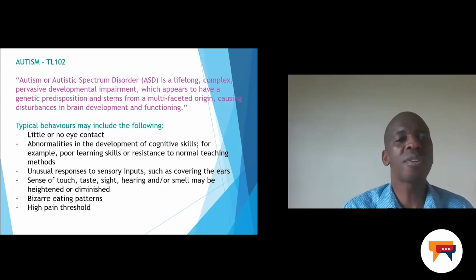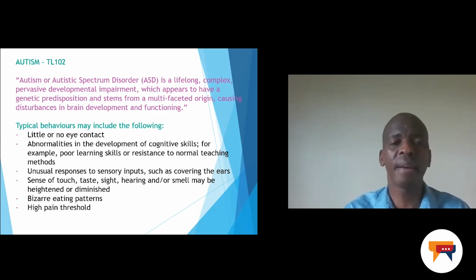Now let's move on to autism. Autism, also known as autistic spectrum disorder, ASD, is a lifelong pervasive developmental impairment, which appears to have a genetic predisposition and stems from multifaceted origins. It's the disturbance in the brain development and functioning. That is what it causes. Disturbance in the brain and the functioning.